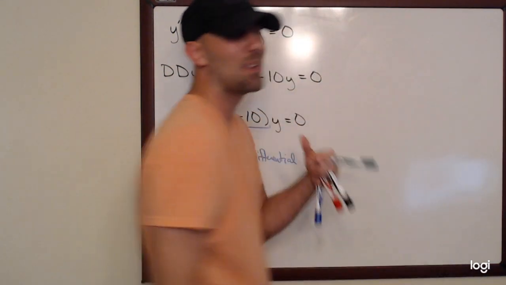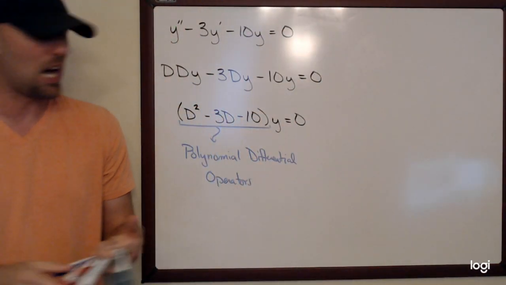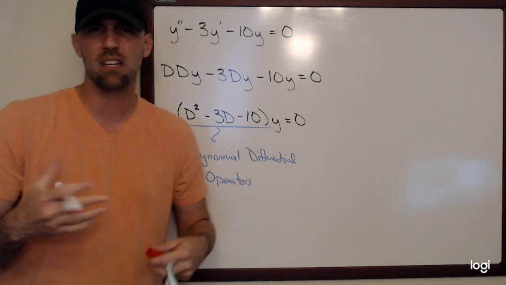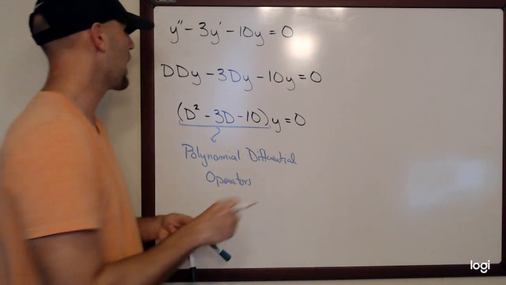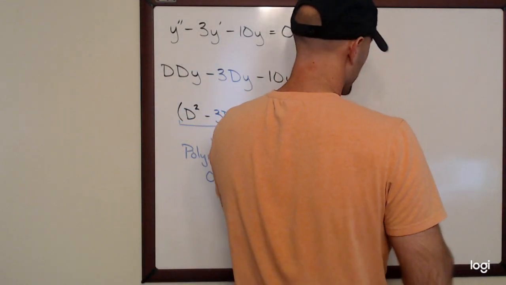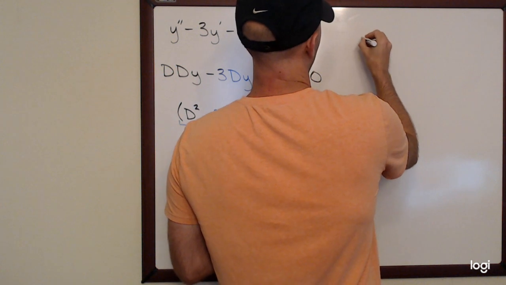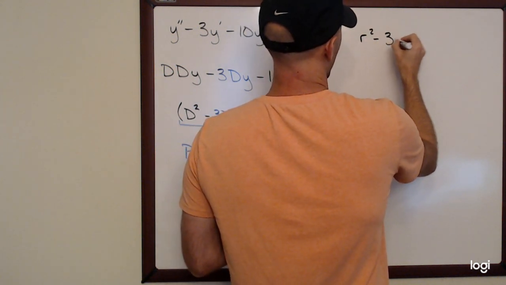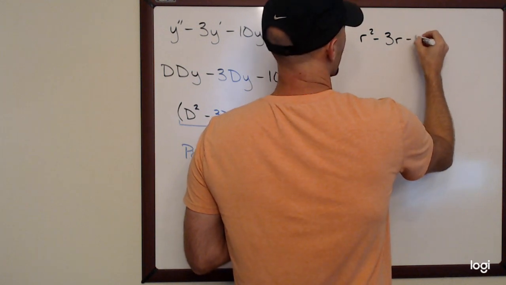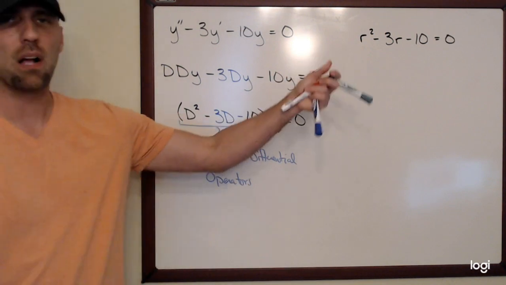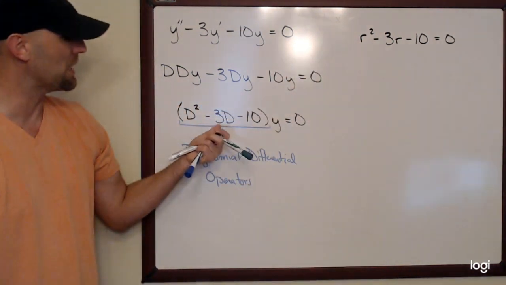Now I'm going to replace the d with another variable. Typically we use r. So I'm going to replace that with an r. This is not strictly necessary. It's just to make the writing make a little bit more sense. Because what I'm going to want to do is solve for the roots of this polynomial. Notice it's the same polynomial. I just replaced d with r.